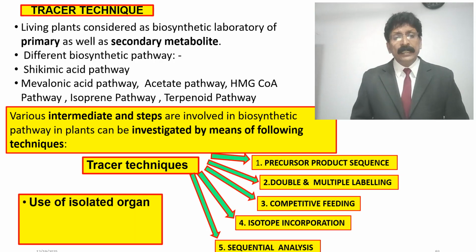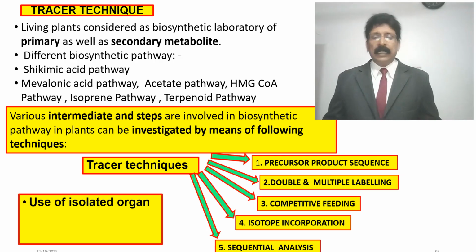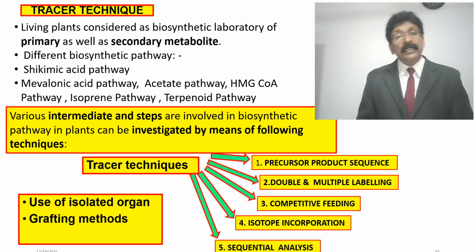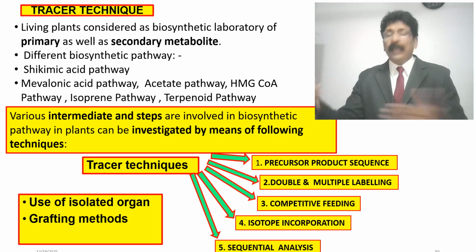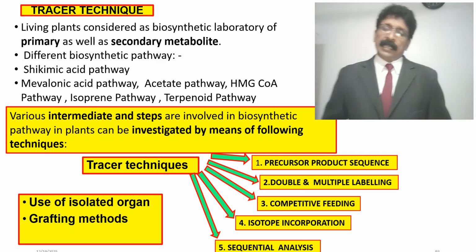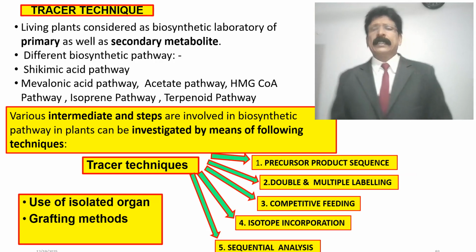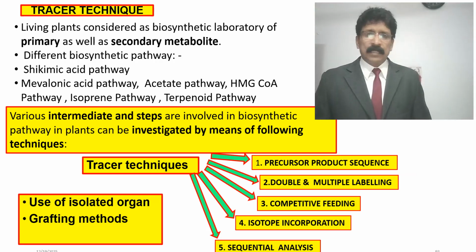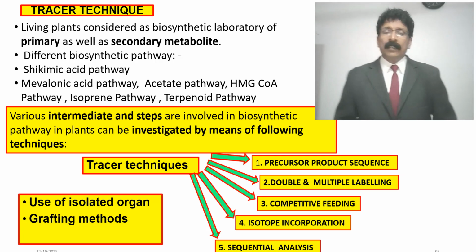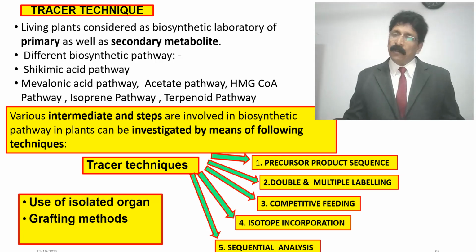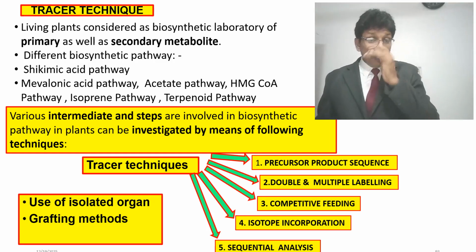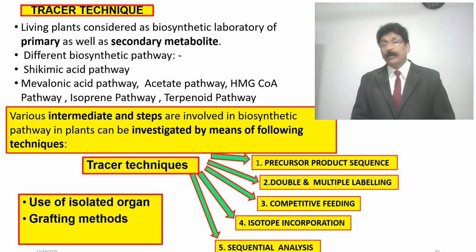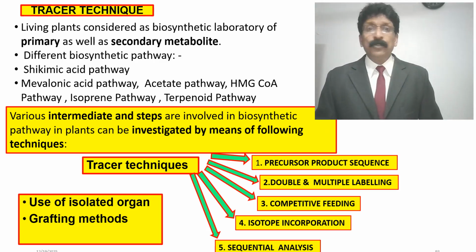Apart from that, other techniques use isolated organs, even in animals and in plants also. Grafting methods, which we commonly do, are also one type of identification of what happens to my precursors, and which part is responsible for production of this secondary metabolite. We know that in plants sometimes some secondary metabolites are present in leaf, some in bark, some in root, some in flower.